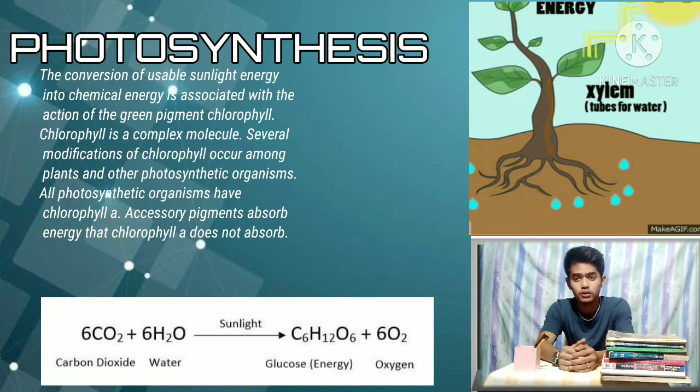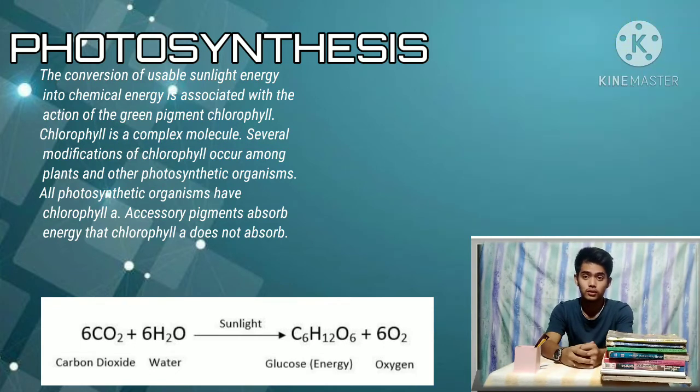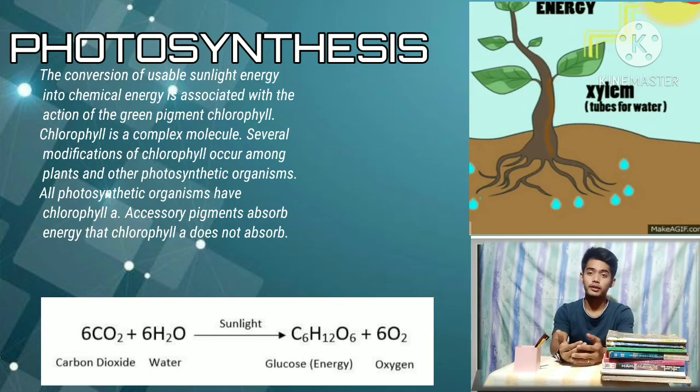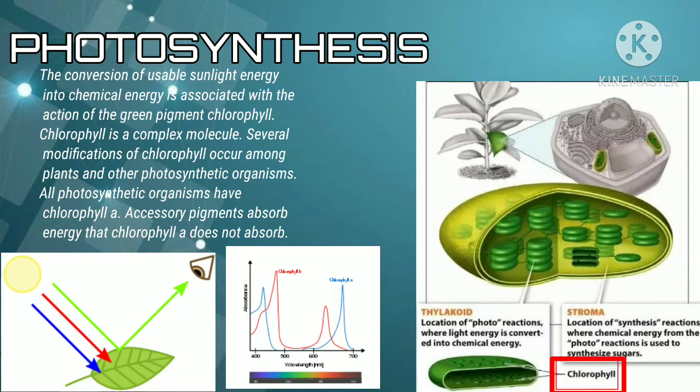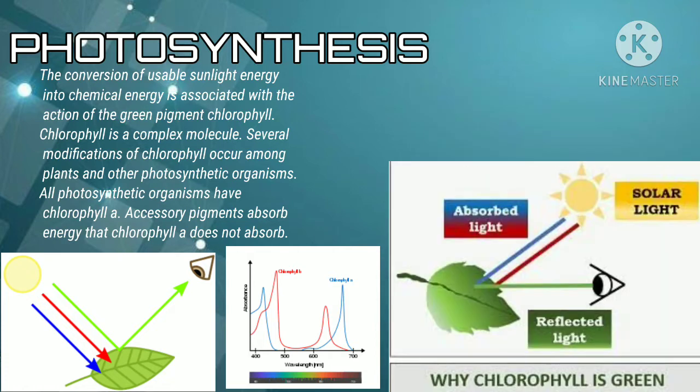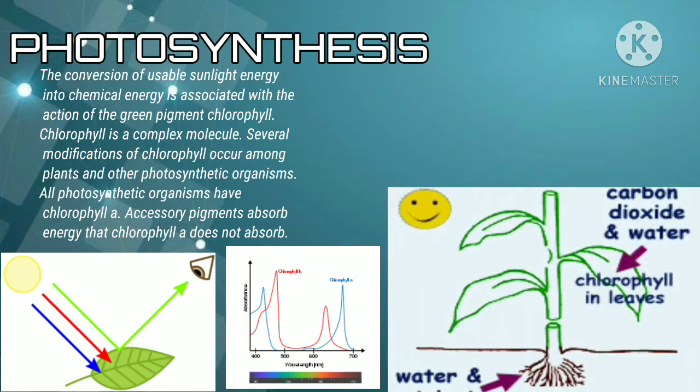The conversion of usable sunlight energy into chemical energy is associated with the action of the green pigment chlorophyll. Chlorophyll is a complex molecule. Several modifications of chlorophyll occur among plants and other photosynthetic organisms. All photosynthetic organisms have chlorophyll A.